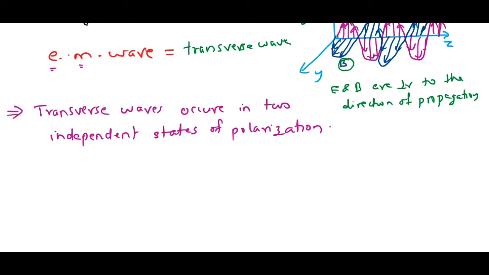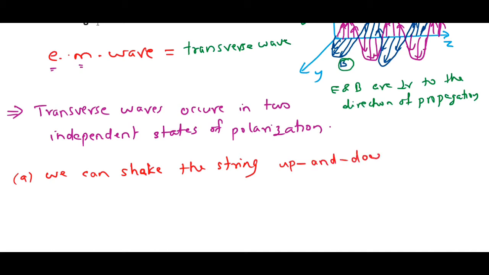The first example, case A: we can shake the string up and down. A normal string, we can shake the string up and down. That will result in vertical polarization.